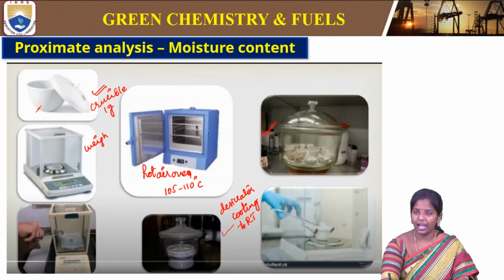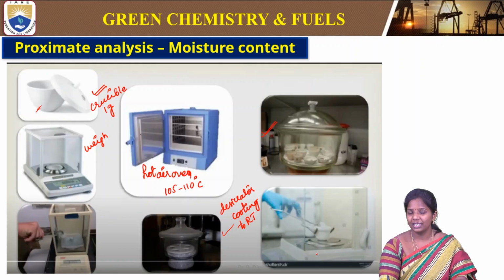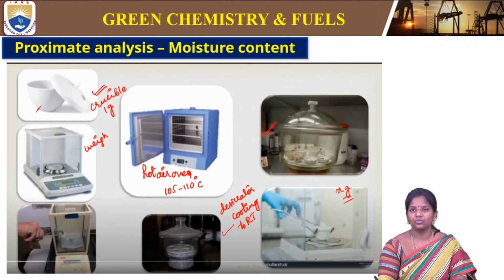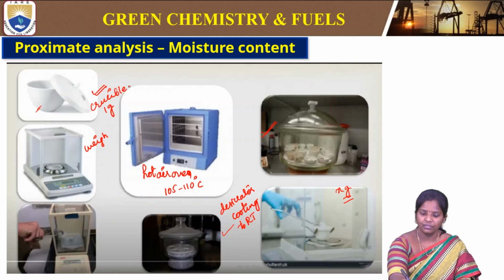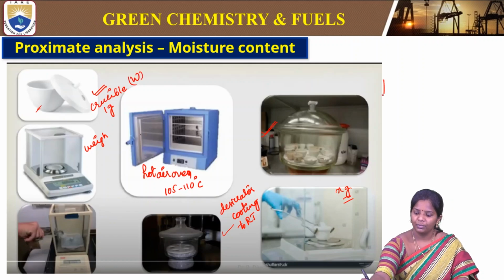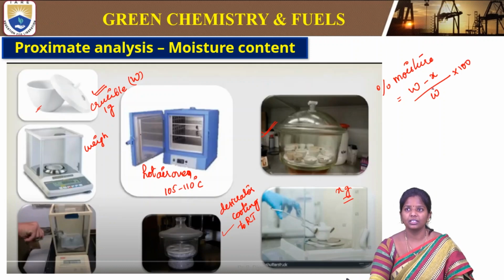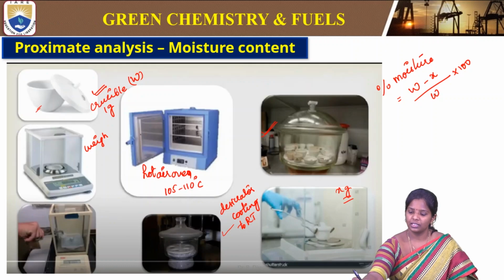After cooling to room temperature, we transfer the crucibles to the weighing balance again and take the weights. This is the first weight that we are taking, for the percentage of moisture. So what we are doing: the weight of the sample minus the weight after heating, divided by the weight of the sample, into 100. This gives the percentage of moisture present in coal.